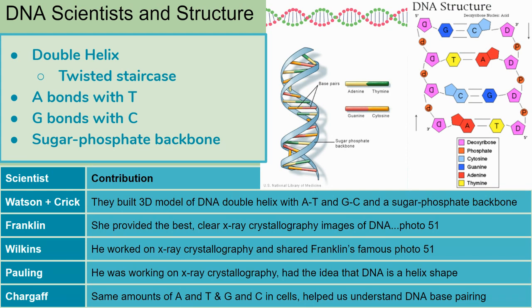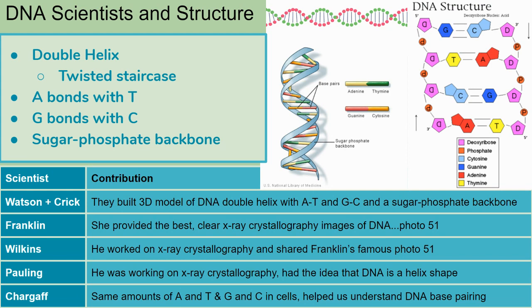So overall, big picture, Pauling says, okay, DNA is a helix shape. Chargaff says A goes with T, G goes with C. Rosalind Franklin is working on the X-ray crystallography, and she finds a great image of the shape of DNA that shows that it's a double helix. Wilkins, who's supposed to be working with Franklin but really doesn't get along with her, takes that image and shows it to Watson and Crick, who go ahead and use all of the knowledge of all the other scientists to build their 3D model of DNA, which shows that it is a double helix, that it's A with T, G with C, and that there is a sugar phosphate backbone.